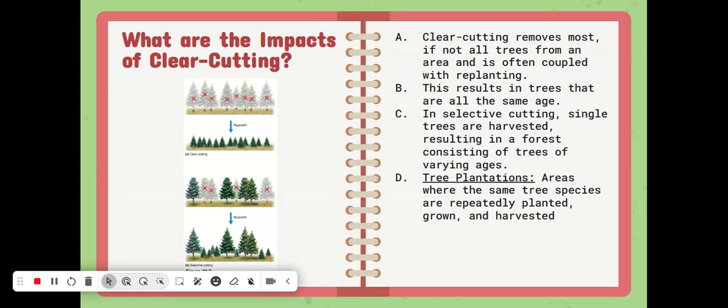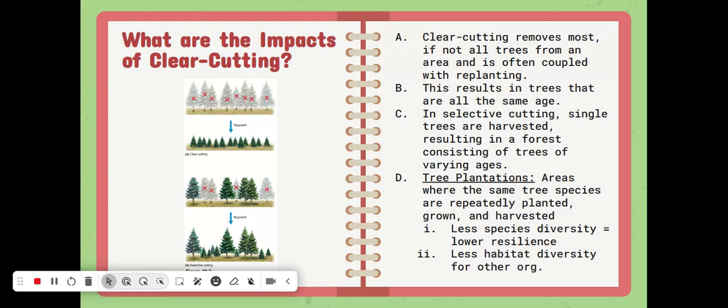Where we potentially see an issue can be at tree plantations. These are areas where they plant the same tree species repeatedly, grow and harvest them year after year. Here they have less species diversity, which means much lower resilience, and less habitat diversity for other organisms as well. So tree plantations are examples of what's known as a monoculture, only planting one type of plant and then harvesting it.